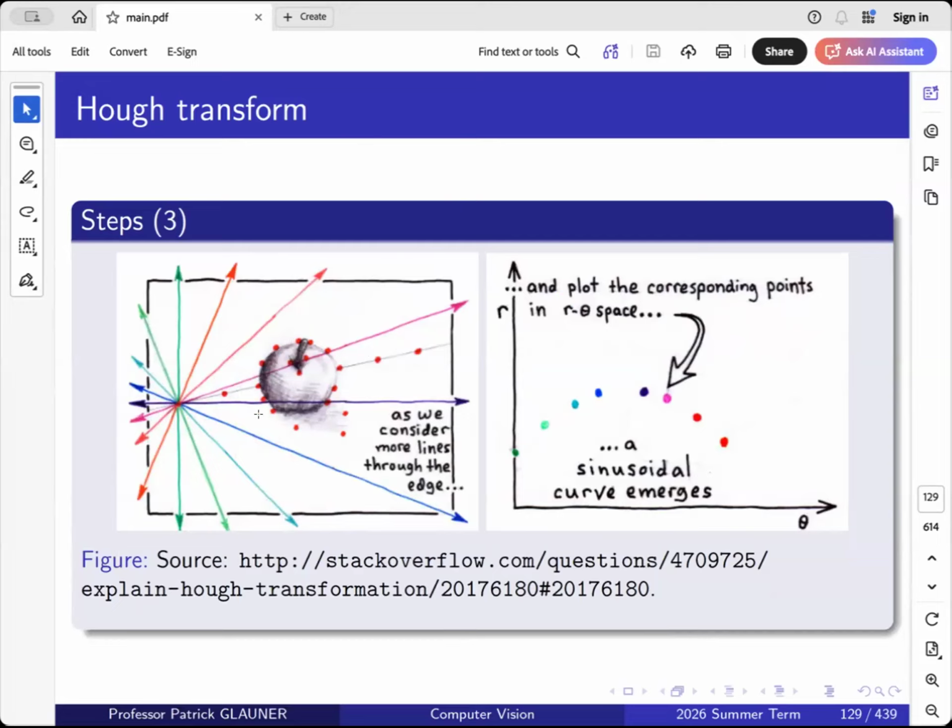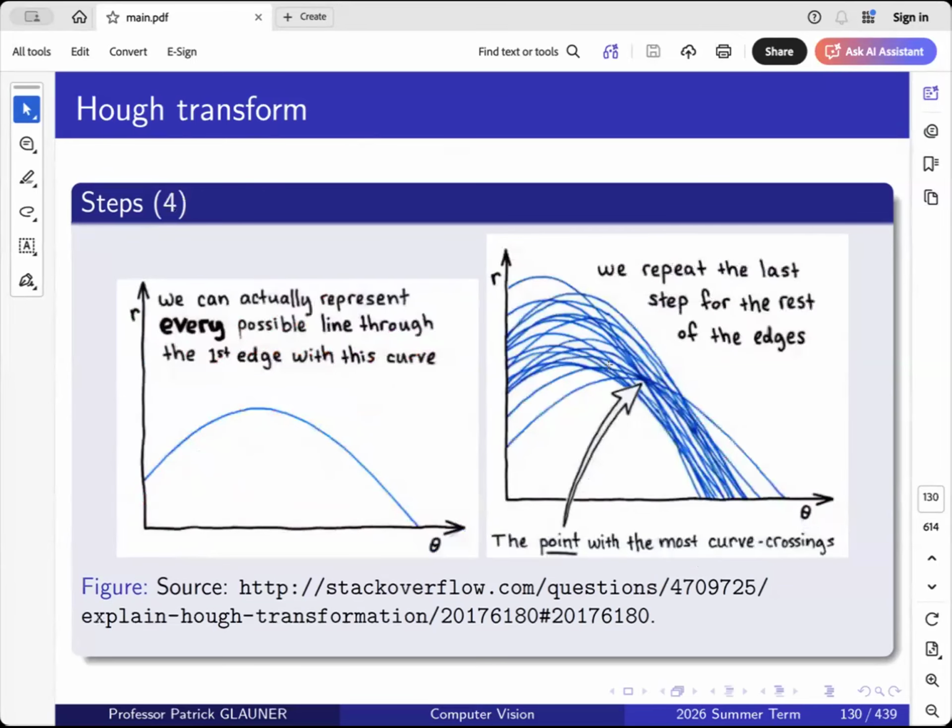For every edge in here, I put in all the possible straight lines. So I put all the possible straight lines here, there, down here. And for each point, I would get a new sine curve or some other curve, probably a sine curve in R theta space. So it's not always or just part of a sine. We see each of these sines or each of these functions in R theta space, so this one here describes all the possible straight lines through one specific edge.